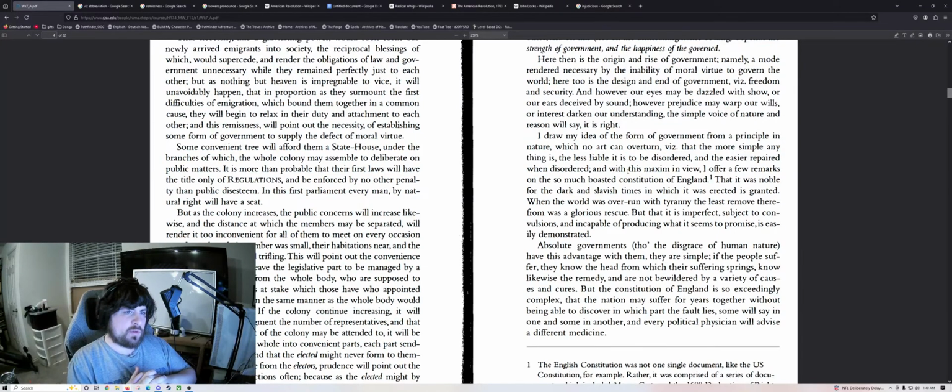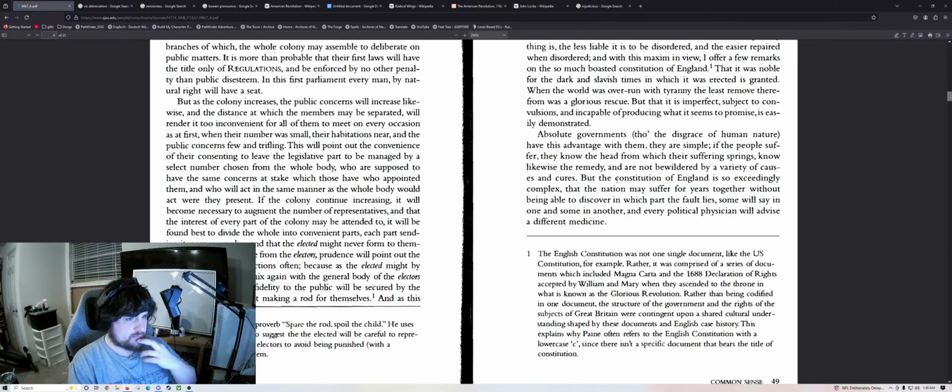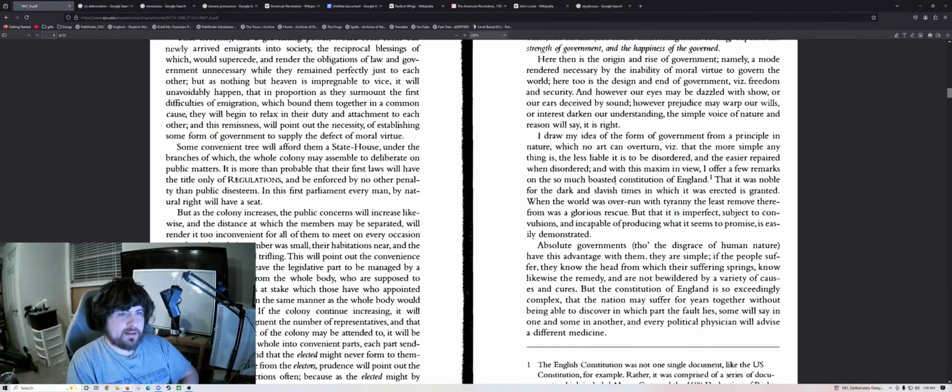And with this maxim, I offer a few remarks on the so boasted Constitution of England. That it was noble for the dark and slavish times in which it was erected, is granted, when the world was overrun with tyranny, the least removed therefrom was a glorious rescue, but that it is imperfect, subject to convulsions, and incapable of producing what it seems to promise, is easily demonstrated. Jesus Christ. I'm getting tired, I guess.